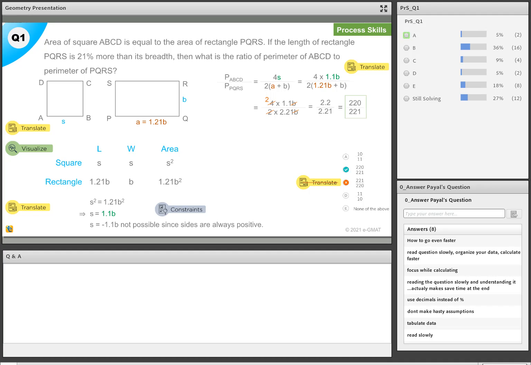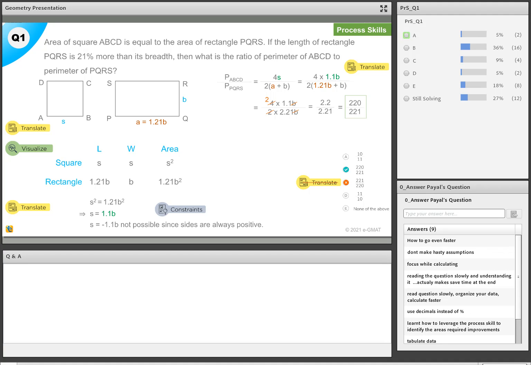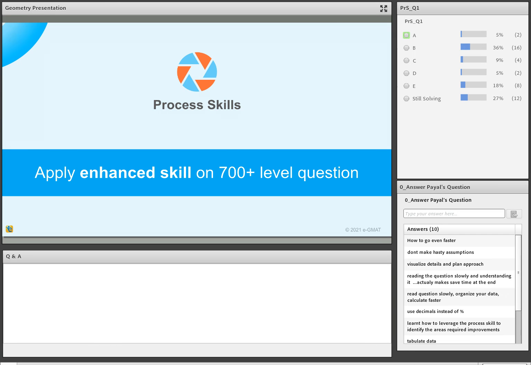All right. So don't make hasty assumptions. A very valid point, and actually hold on to this point, because I want every one of you to make a note of this point. Even though that wasn't a learning that I explicitly talked about in this question, this learning is very important for the subsequent questions that you're going to solve. Okay. Learned how to leverage process skill to identify the areas requiring improvements. Very, very good. Okay, so now let's apply these learnings to this next question.